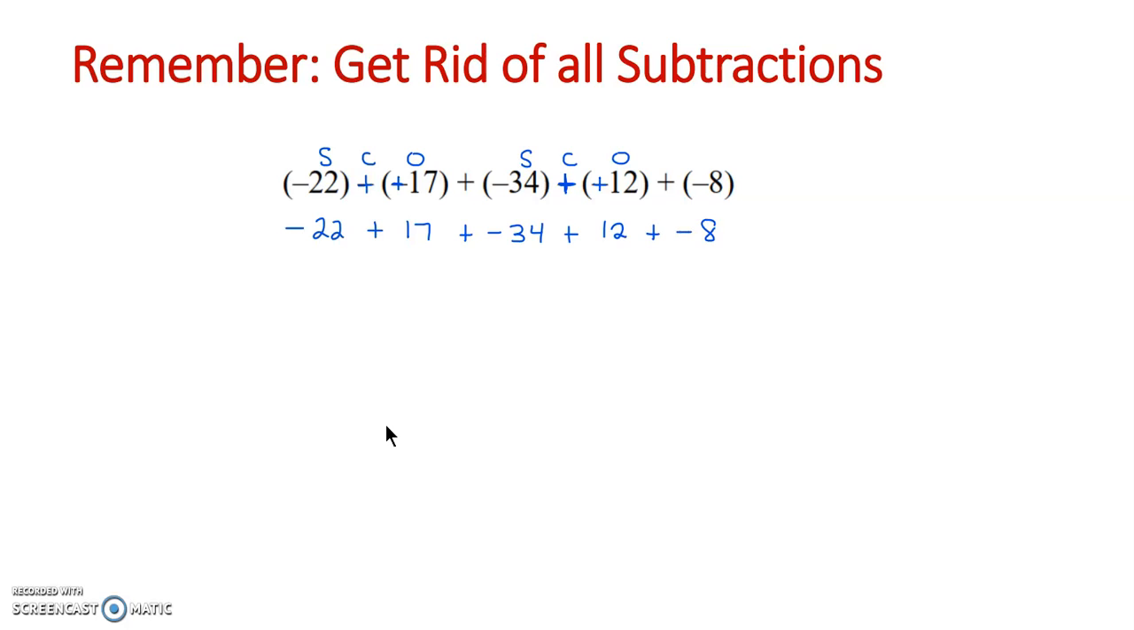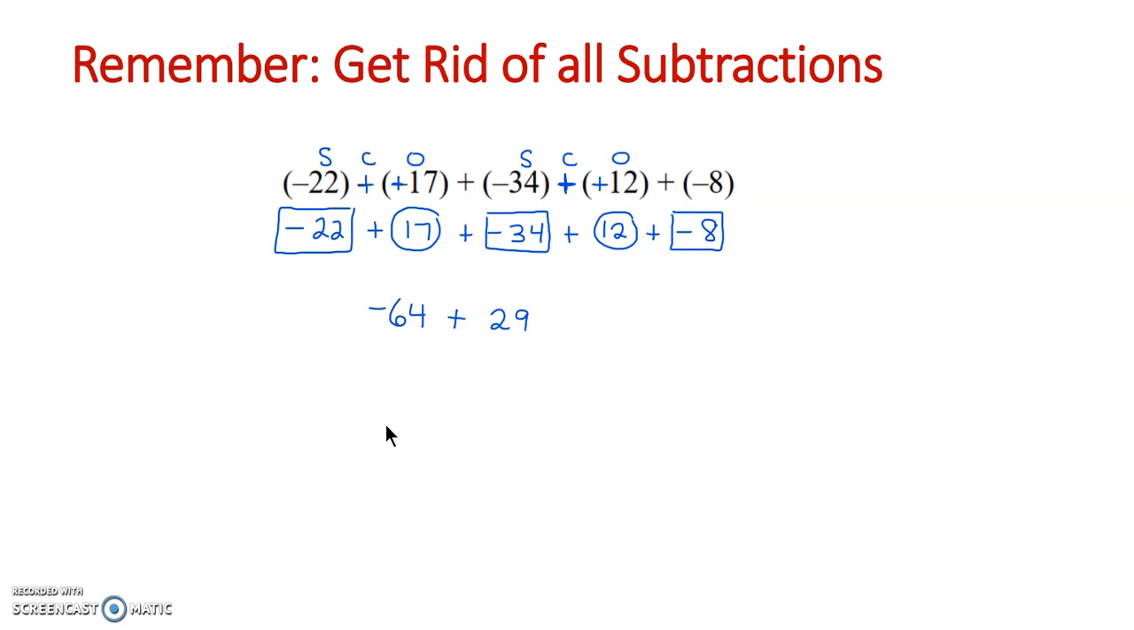Let's combine our like terms. So we're going to take this -22 and add it to the -34 and add it to the -8. So when we combine all of those negatives, we're going to come out at -64. Then we can combine our positives. 17 plus 12 is a +29. So we're going to be adding a +29.